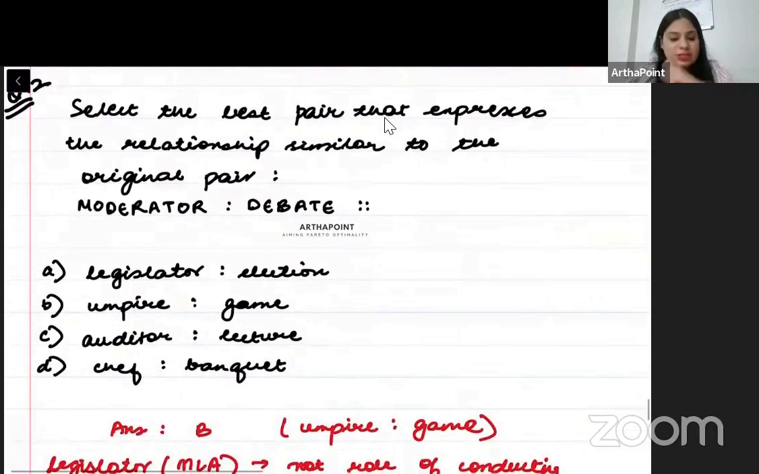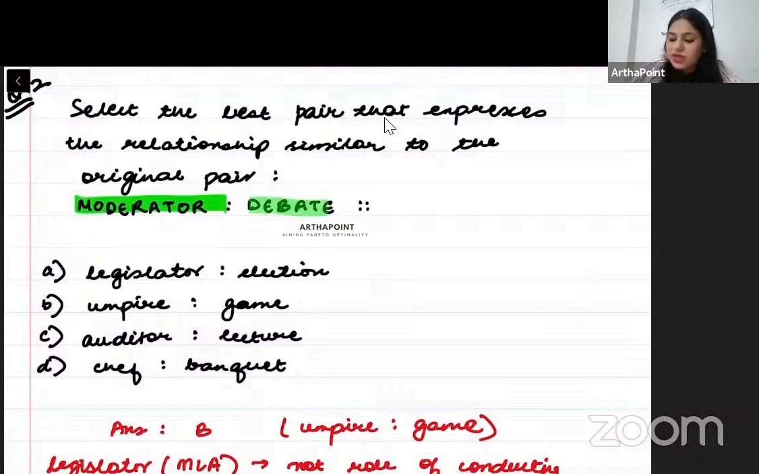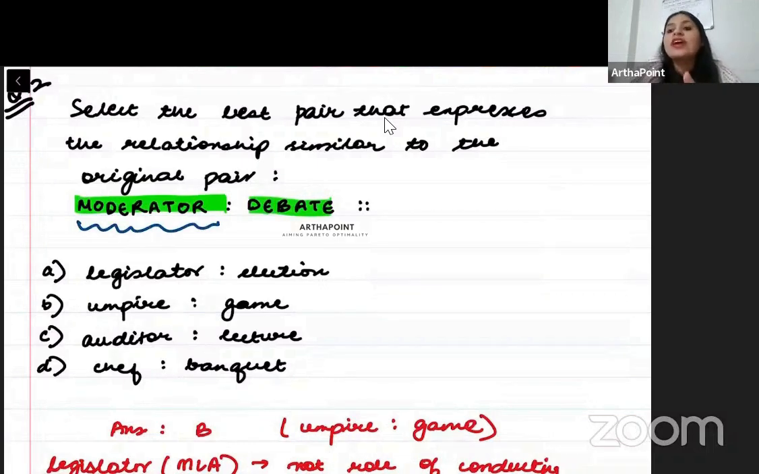Okay, now let's look at some of the kind of questions that can come from English section. Select the best pair that expresses relationship similar to the original pair. So have a look here. It says moderator is to debate. So what is the role of a moderator? The role of moderator is to organize the debate, to make sure that people perform correctly in the debate, to make sure that nobody cheats in the debate, to moderate between people, that now you speak, right?